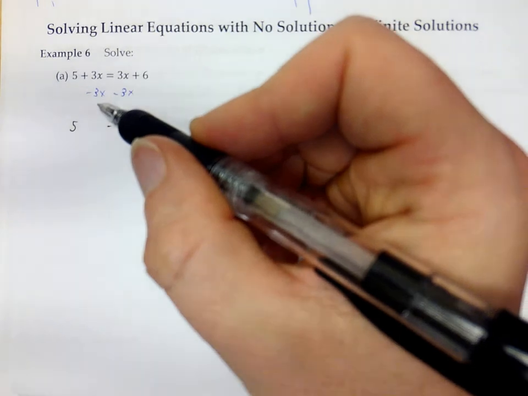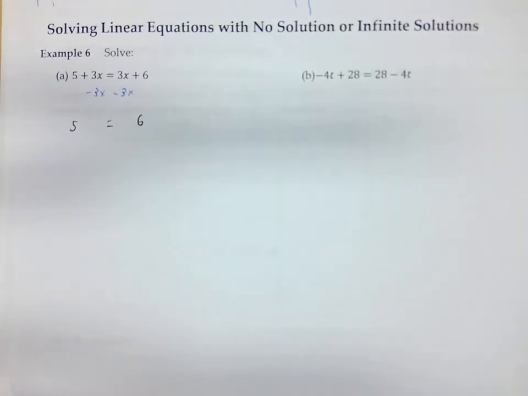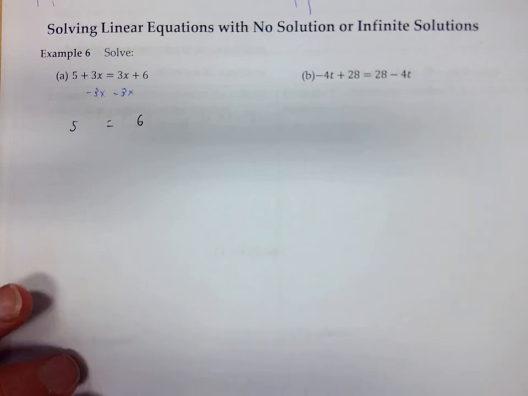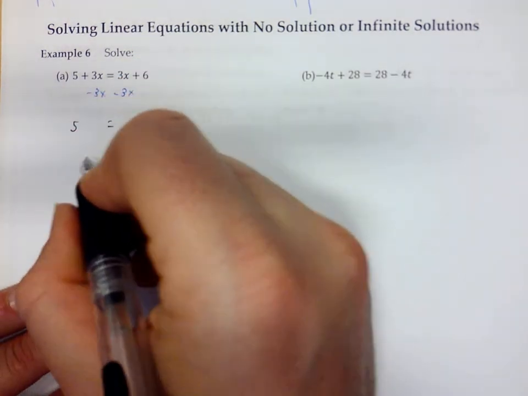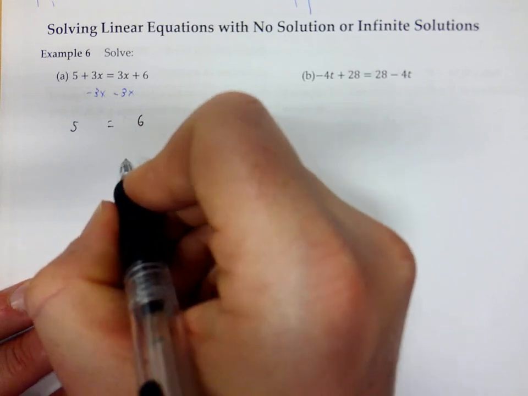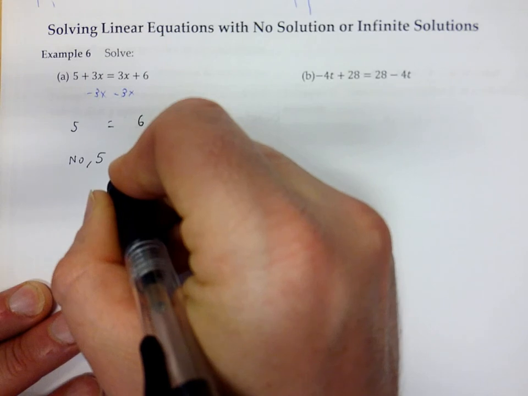There's no more x over here on the left. Same on the right. 3x minus 3x is 0. The x's are just gone. And we're left with this equation, or this statement. 5 equals 6. And the question is, is that a true statement? Does 5 equal 6? No. 5 doesn't equal 6.